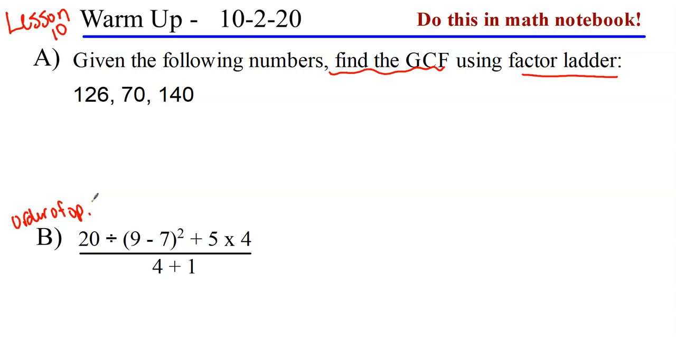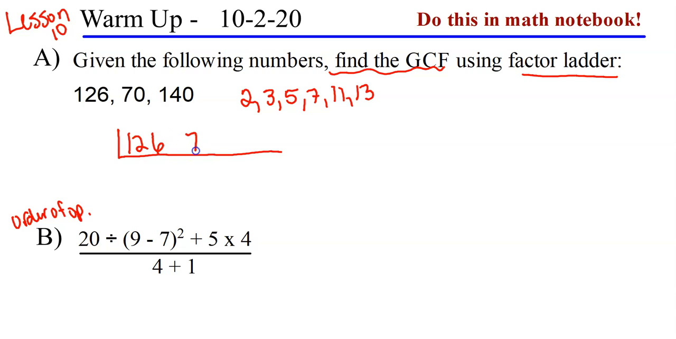So notice when I factor using a factor ladder, it doesn't matter if I'm doing 1, 2, or 3 numbers, I always write down my prime factors so I know what I'm trying to divide out. I have 3 numbers, so I'm going to make kind of a long ladder with 126, 70, and 140. And then I look at my list of primes, and I try to find a number that is divisible into all 3 of those.